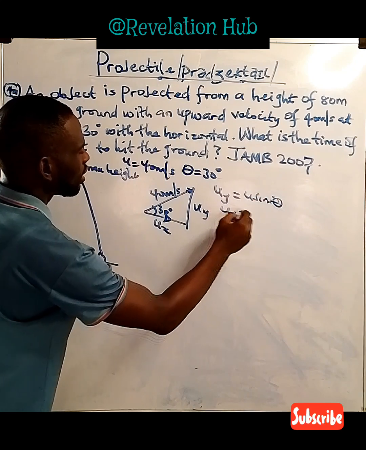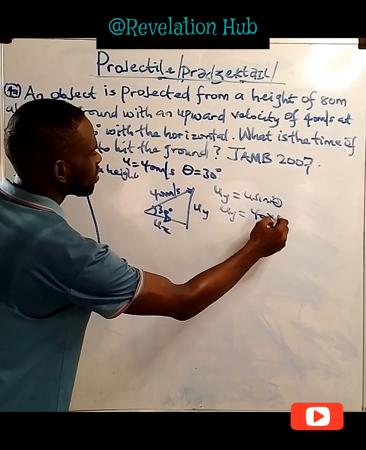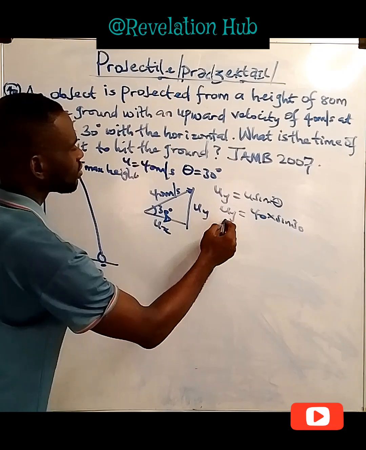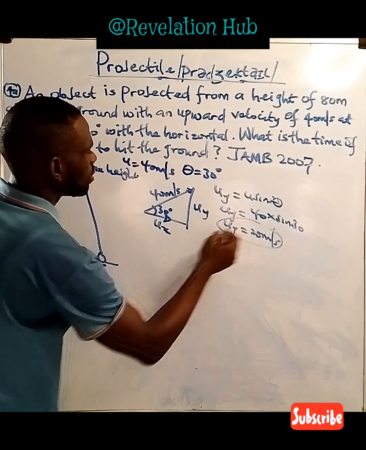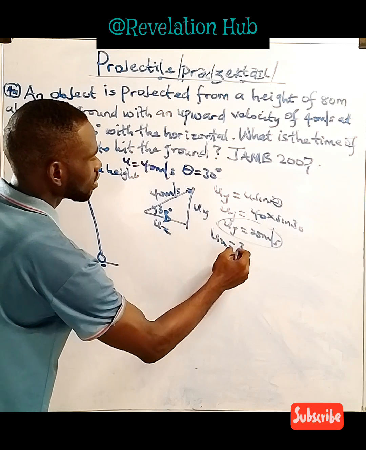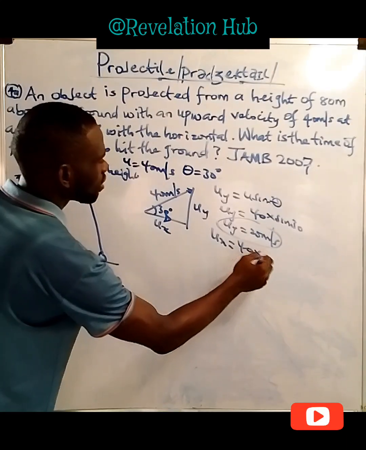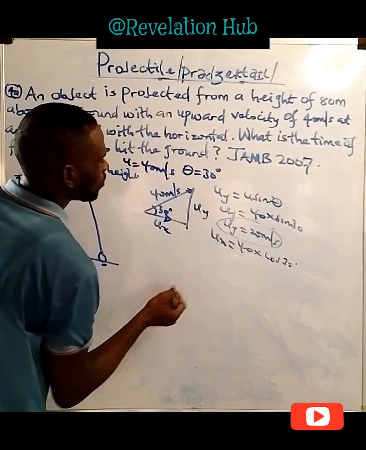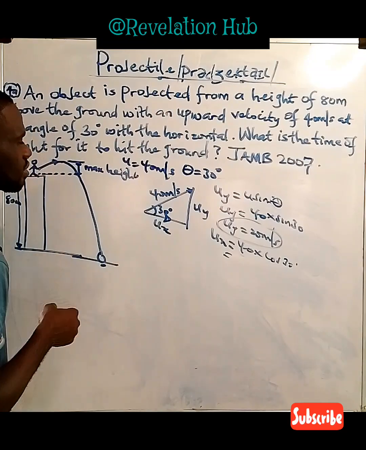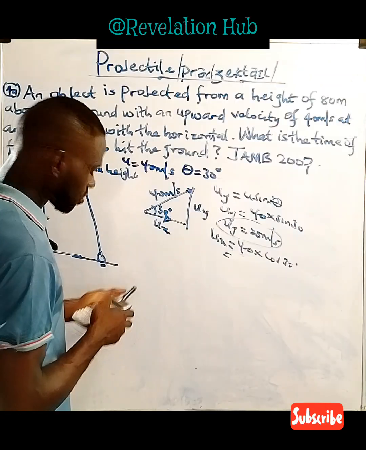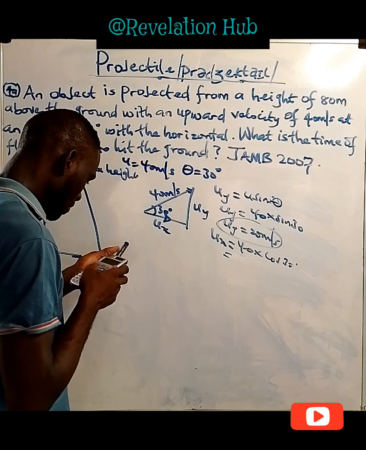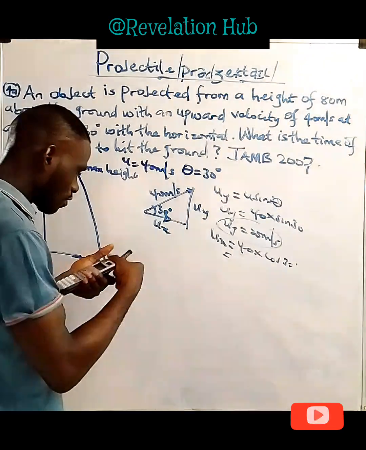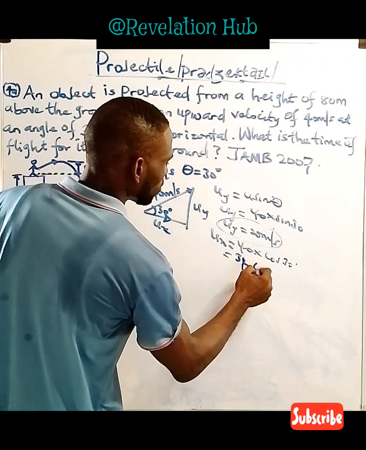So initial speed along y is 40 times sine 30 degrees, which is 20 meters per second. Then initial speed along x is 40 times cos 30 degrees. We'll multiply that and see what we're going to get. So 40 times cos 30, that's 34.64 meters per second.